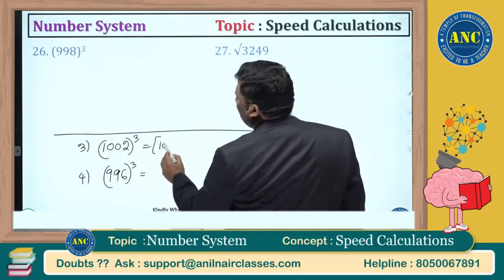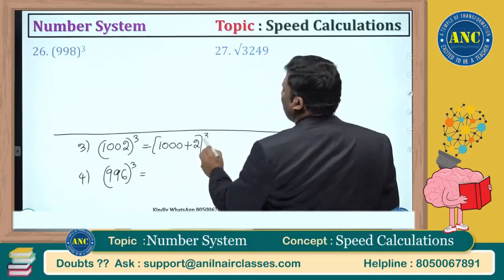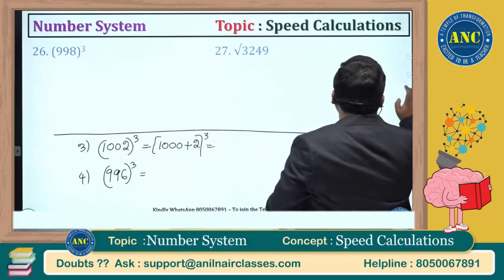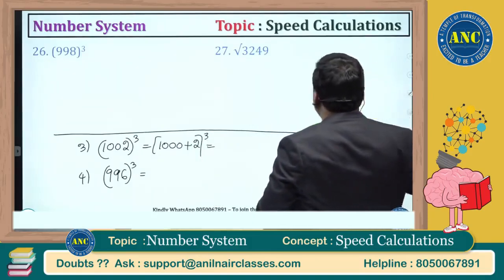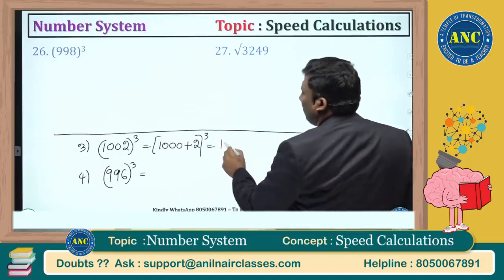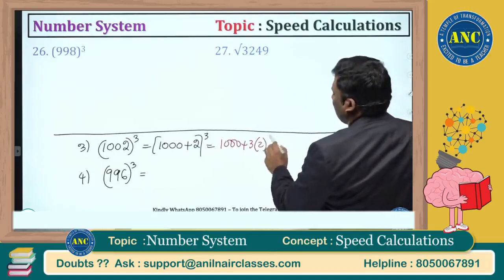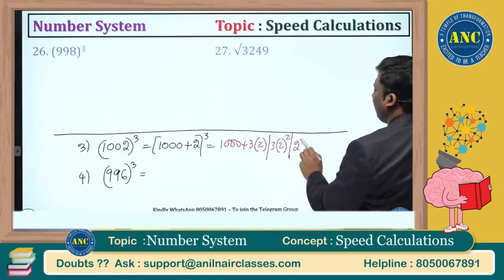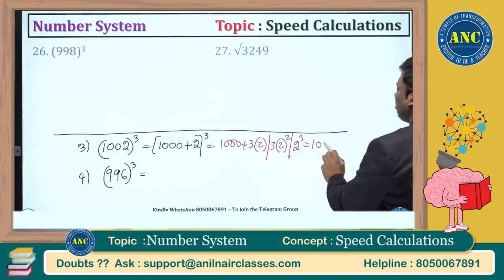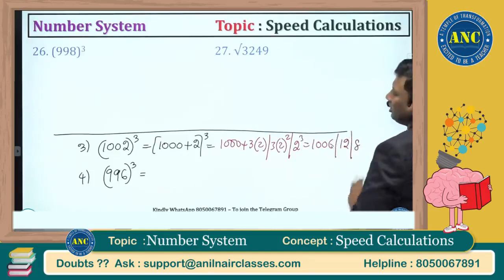So 1002 cube is defined as 1000 plus 2 power 3. The formula is b plus x whole power 3: b cube, next 3 b square x, next 3 b x square, next x cube. Here 1000 plus 6, that is 1006. 4 3s are 12. 2 cube is 8.